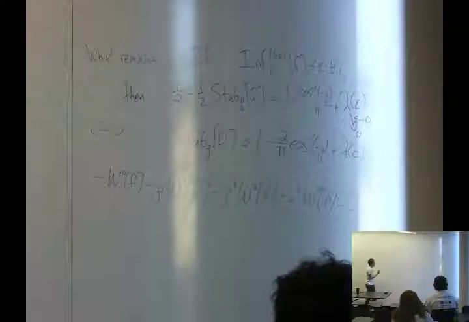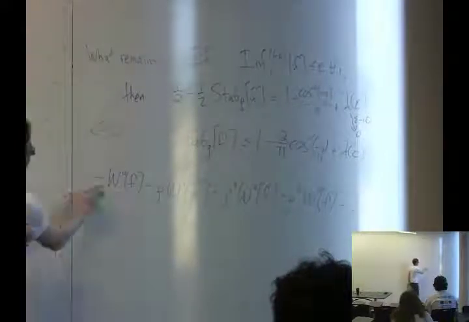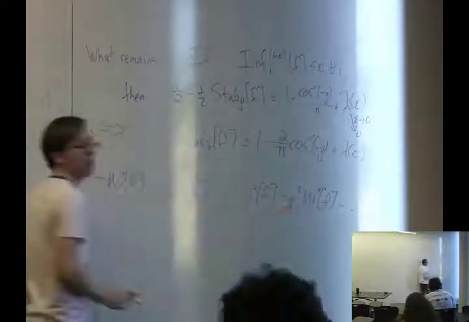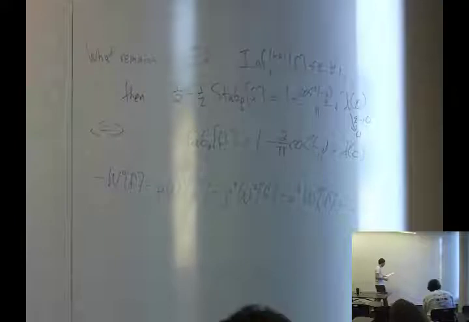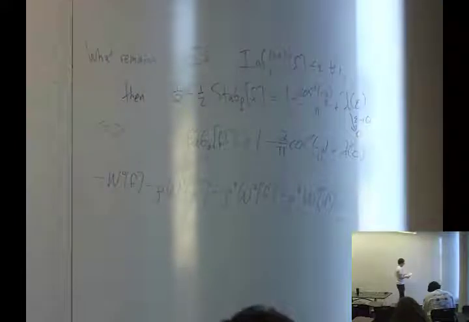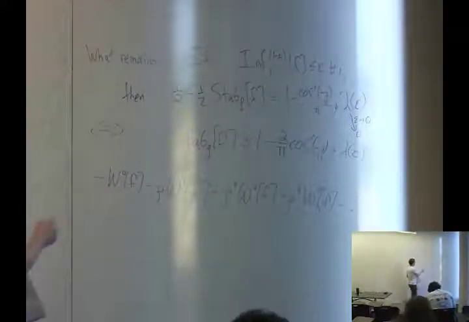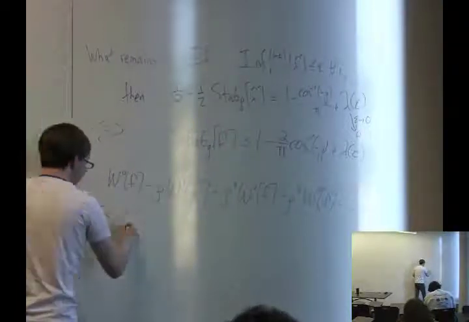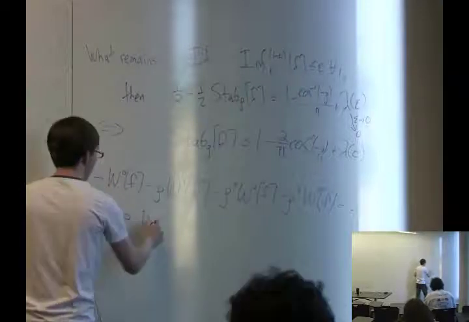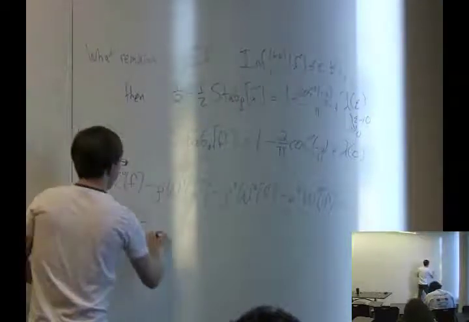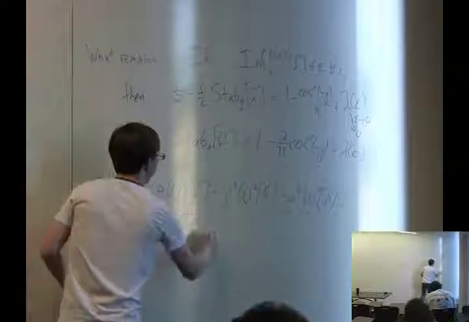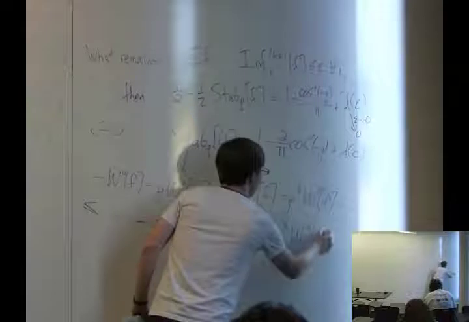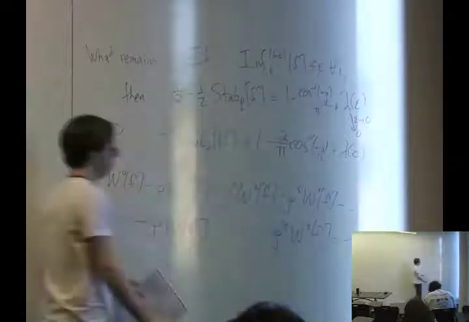OK, and remember that rho is negative. These weights are non-negative. So this term is negative. This term is positive. This term is negative. This term is positive, and so forth, because rho is negative. So I'm just going to drop all the negative terms, and say that this quantity is at most what I get if I drop all the negative terms. So this is like negative rho times, maybe I'll write it like this, negative rho times the weight at level 1, minus rho cubed times the weight at level 3.